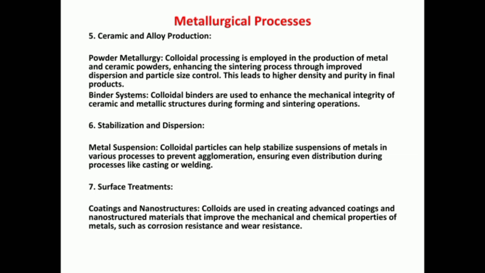Colloidal particles can help stabilize the suspensions of metal in various processes to prevent agglomeration, ensuring even distribution during processes like casting or building. Colloids are used in creating advanced coatings and nanostructured materials that improve the mechanical and chemical properties of metal, such as corrosion resistance and wear resistance.